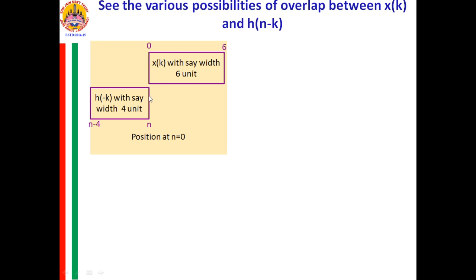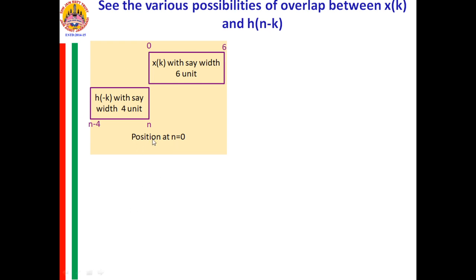And you observe that when n is equal to 0, this is existing from 0 to minus 4. So if I say this is h[n minus k], this end of h[n minus k] is n and this end is n minus 4. Right now n will be equal to 0, and this n is 0. That means it is existing from minus 4 to 0 here. This is the position of h[n minus k] at n equal to 0.